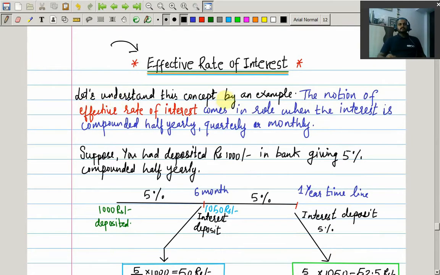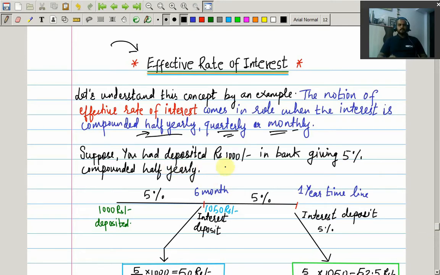So let's understand this concept by an example. The notion of effective rate of interest comes into play when the interest is compounded half yearly, quarterly, or in some cases monthly. Why half yearly, quarterly, and monthly? If it is compounded annually, then the nominal and effective rate of interest are the same. So I must have these conditions: half yearly, quarterly, or monthly to explain effective rate of interest.